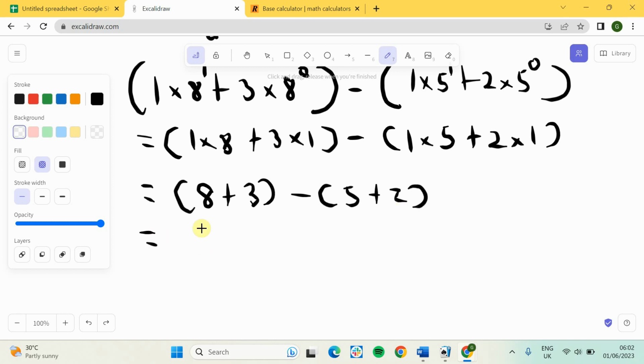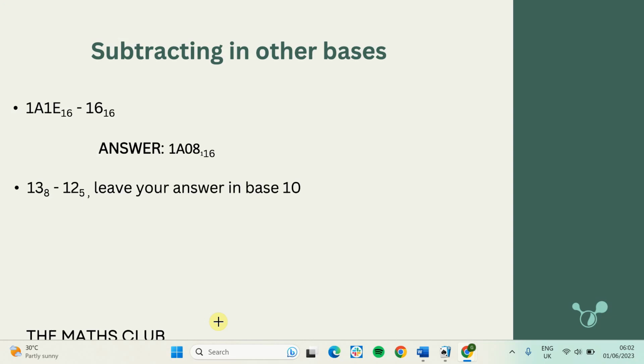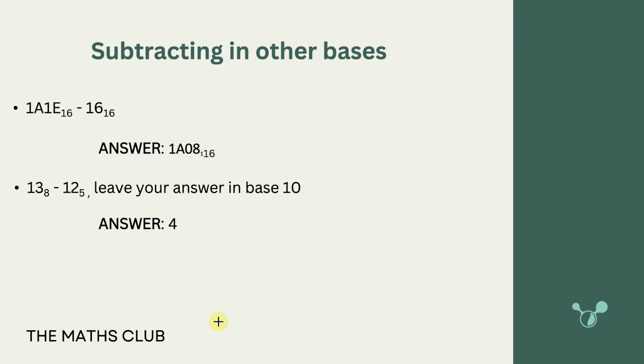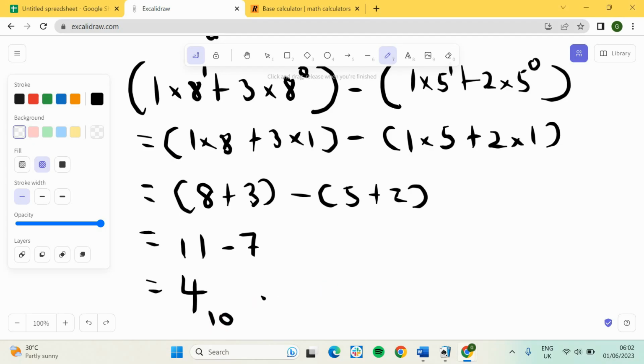So if I simplify this, 8 plus 3 is 11 minus 5 plus 2, which is 7. So this answer in base 10 is 4. So our answer in base 10 is 4, right? 4 in base 10. Great. So let's see if we got it correctly. Great. 4. So our answer is 4.